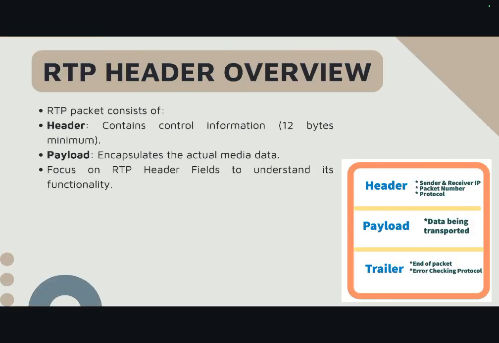So now let's look at the RTP header. The RTP packet consists of two main parts. First is the header, second is the payload. The header contains the information about the payload, which consists of 12 bytes minimum. And the second is the payload, which contains the actual data that is to be transmitted from the transmitter to the receiver.